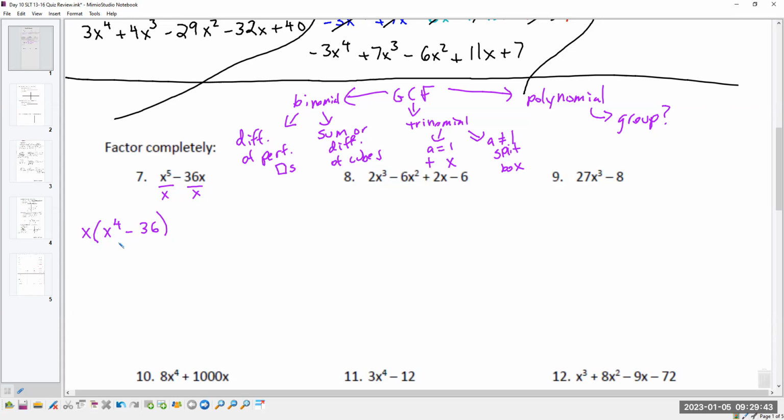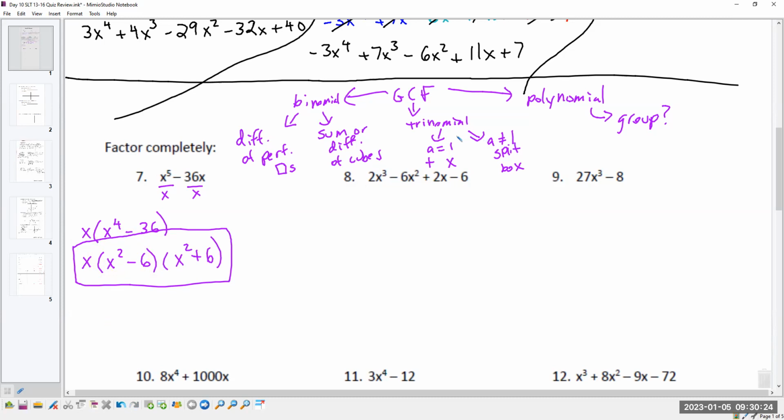What's left in parentheses? This is a binomial. So I'm going to go ahead and look at my binomial options. Is it the difference of perfect squares or is it cubes? It's perfect squares. So I'm going to say x squared minus 6, x squared plus 6. Now I'm going to examine this one, x squared minus 6. Is this also perfect squares? It's not. 6 isn't a perfect square number, and that's how I know that this is the final answer. Neither binomial can be factored any further.